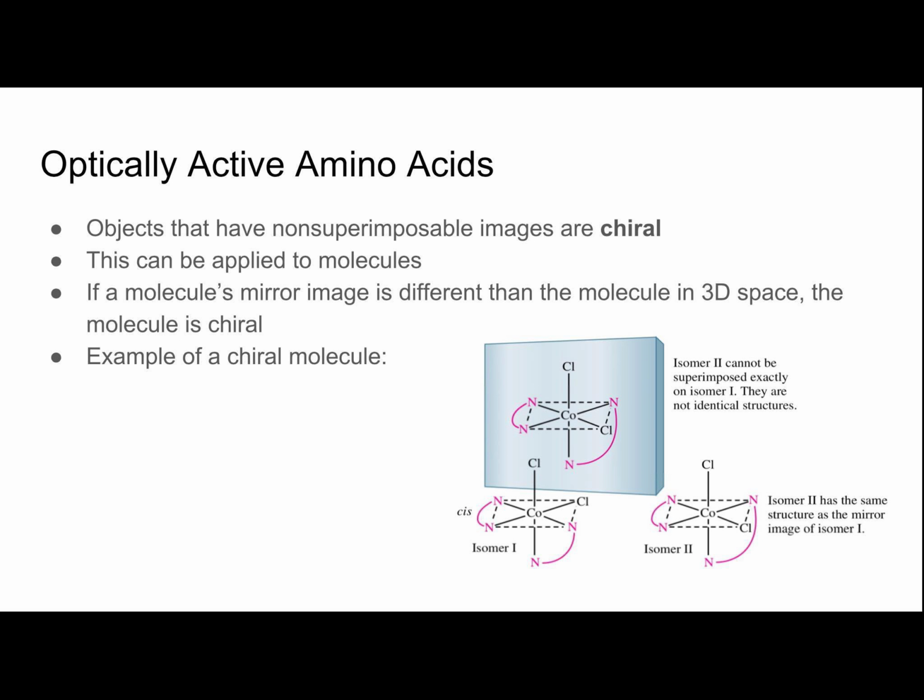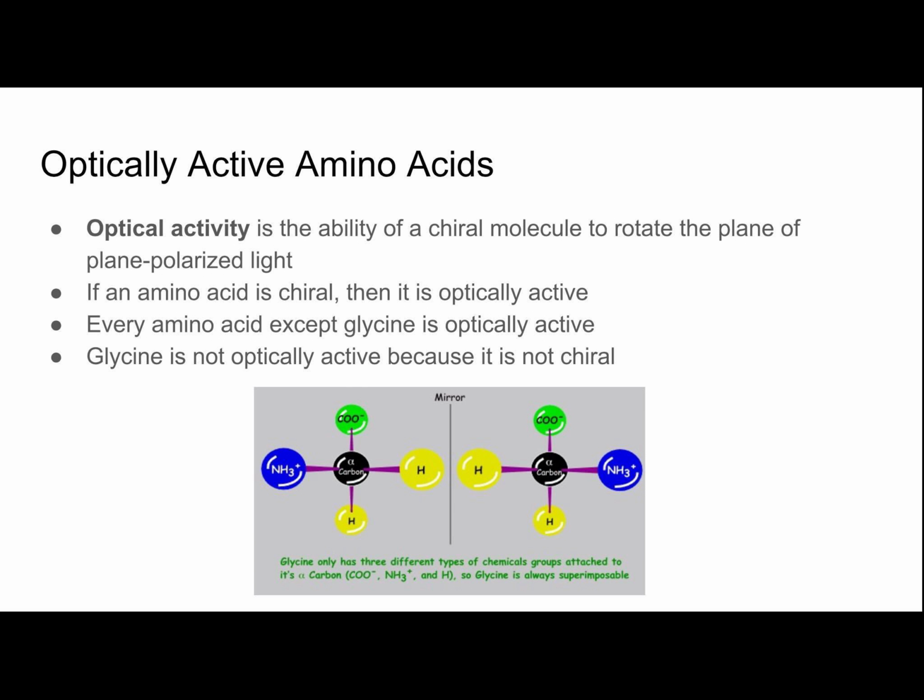So basically, this ideology can be applied to molecules. And so if a molecule's mirror image is different than the molecule in 3D space, then the molecule is chiral. So shown here is an example of a chiral molecule. You can see this isomer 1 is reflected, and the reflection is isomer 2. And so because isomer 2 cannot be superimposed upon isomer 1, the molecule is chiral. So optical activity is the ability of a chiral molecule to rotate the plane of plane polarized light.